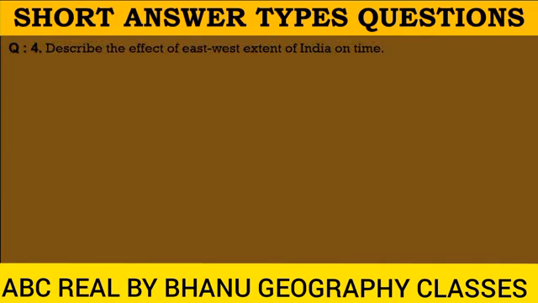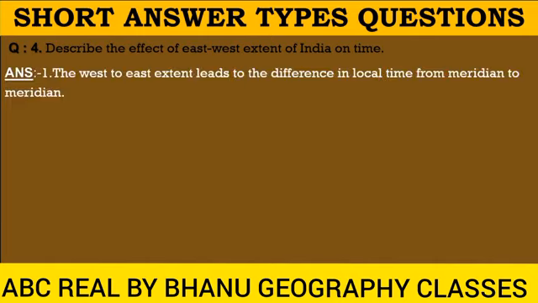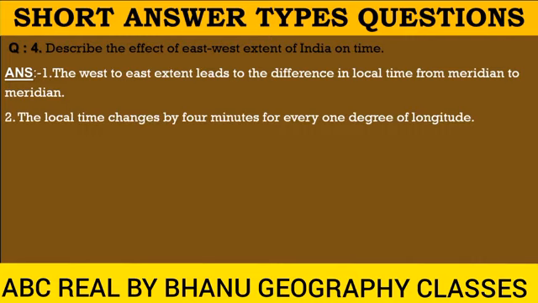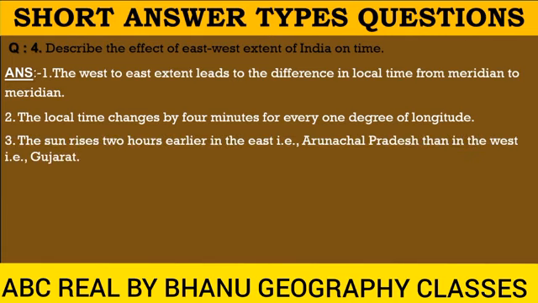Question number 4, describe the effect of east-west extent of India on time. Answer of this question is, first, the west to east extent leads to the difference in local time from meridian to meridian. Second, the local time changes by 4 minutes for every 1 degree of longitude. Third, the sun rises 2 hours earlier in the east, that is Arunachal Pradesh, than in the west, that is Gujarat.